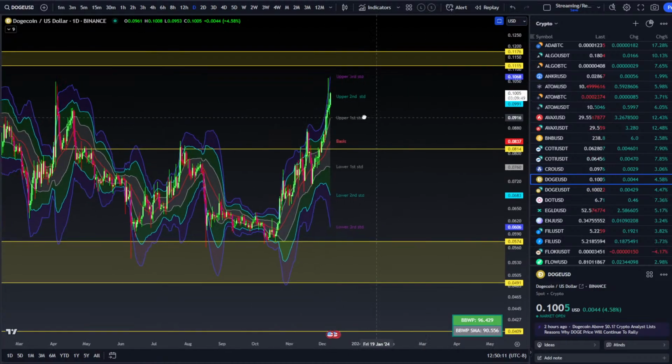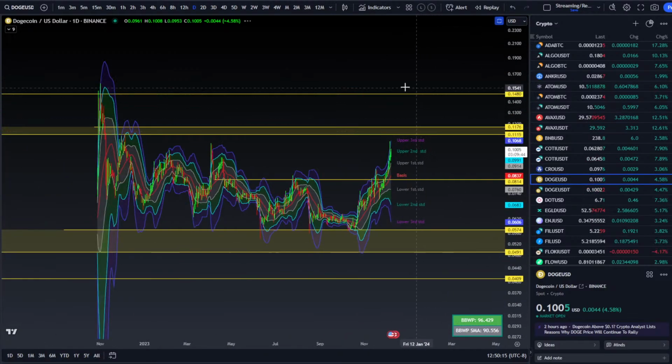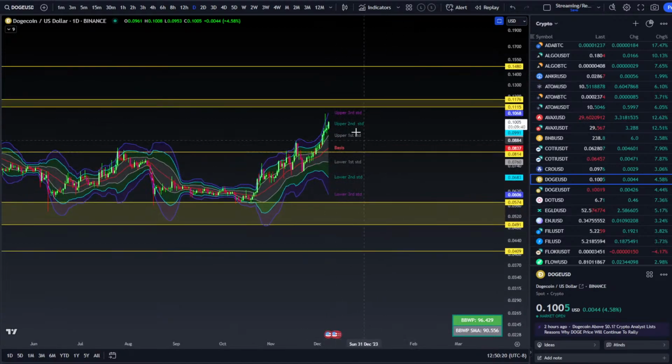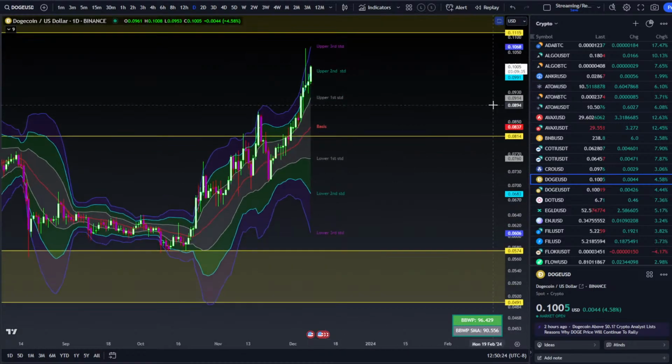If I can get above 10.5 cents, then we're looking at 11 to 11.2 cents up here. Above there, next major resistance is going to be around 14 to 15 cents. If it does drop back to this 8-cent region, we're looking to the basis.